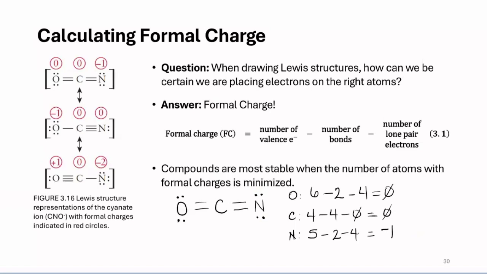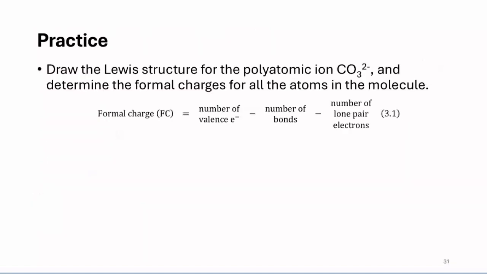Let's now practice by doing a problem in which we're going to build the Lewis structure and then determine the formal charges for the atoms in that molecule. As you can see in this practice problem, we're going to draw the Lewis structure for the polyatomic ion CO3 2-, meaning carbonate. And we're going to determine the formal charges of all the atoms in the molecule.